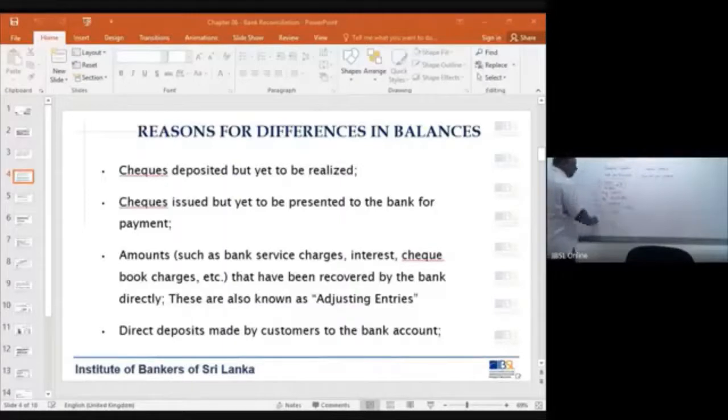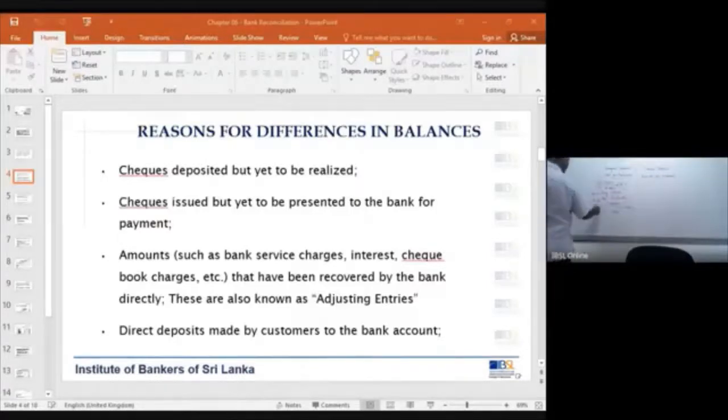So what does it mean to us? Bank reconciliations are done as at a particular date. You can't be doing it for a period. We don't do it for a period. Bank reconciliations are always done for a particular date. So in this case, we are doing the reconciliation as at 15th of July.